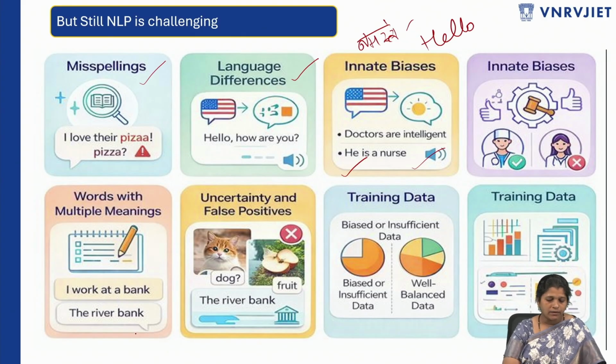Next you have the words with multiple meanings, which I was talking about, the word bank usage: river bank, or the transaction bank. Next, uncertainty in the false positives. Maybe the image resembles a cat, but still it is giving a dog. Here it's a fruit: is it an apple or an apple company? Then there are biases where the training has insufficient data, imbalances in the data set, and issues in the evaluation of the model. All these are still the causes that make NLP a challenging field in today's era.